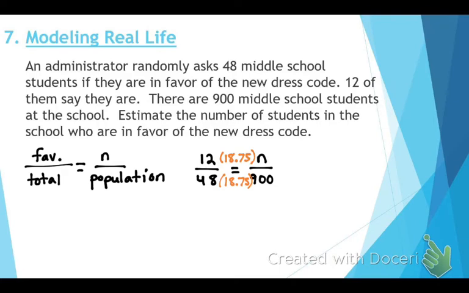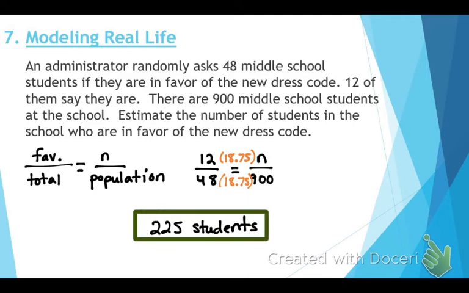All right, let's see if we get the same answer. 48 times 18.75 is 900. What is 12 times 18.75? 225. And then units attached would be? Students. If you did cross products, how many of you would say you got the same thing? Okay, excellent. Any questions about this one?